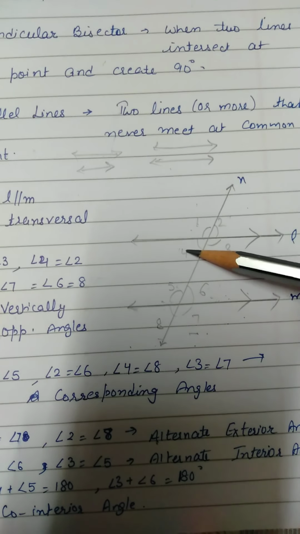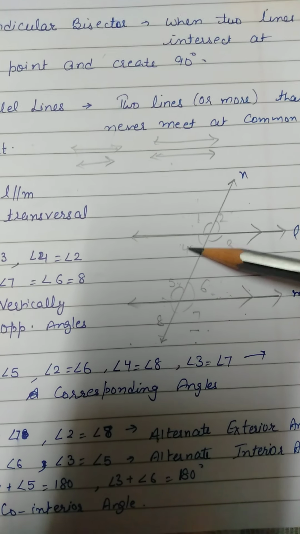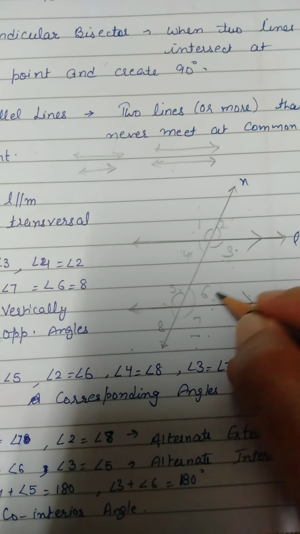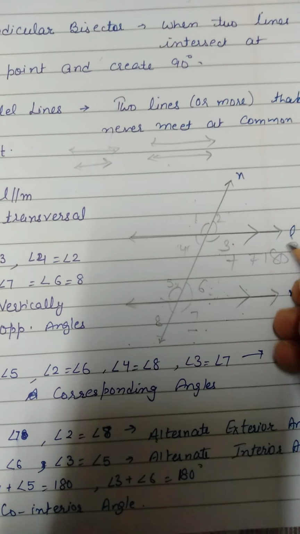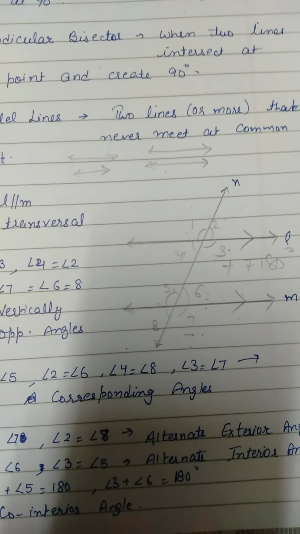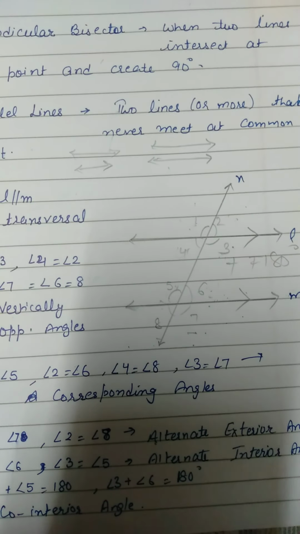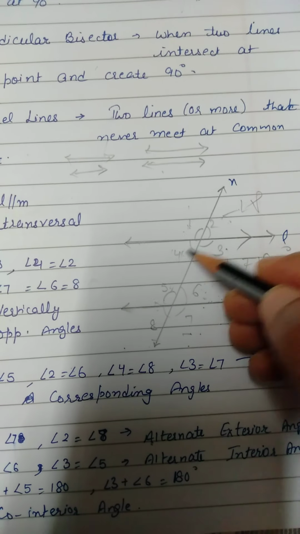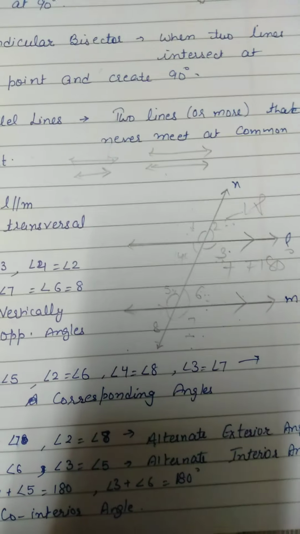Also, angle 4 plus angle 5, if we add these two angles, we get a sum of 180 degrees. Similarly, angle 3 plus angle 6, if we add these angles, then we always get 180 degrees. Also, angle 1 plus angle 2 is equal to 180 degrees, but the reason should be linear pair. These are all linear pairs.